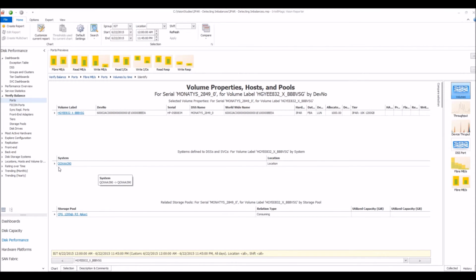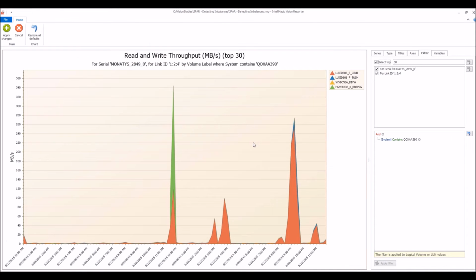The host system is named QOXAA390. Let's take a look at how much work is being driven by that host. You see that almost all of the workload on these ports is associated with this host. The only way to reduce the amount of throughput to these ports is to spread the host across additional ports, but this would require additional host ports as well, so it's not an easy fix.